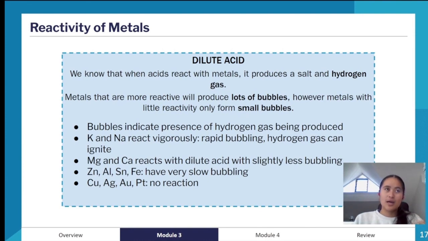And when we look at the trends in the periodic table and how it can help us determine metal reactivity, it'll be much easier to figure out whether something has slow bubbling or whether it's bubbling a lot. So that's something to look forward to later on in this lecture.